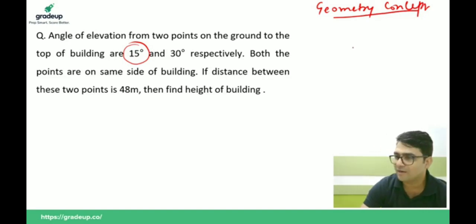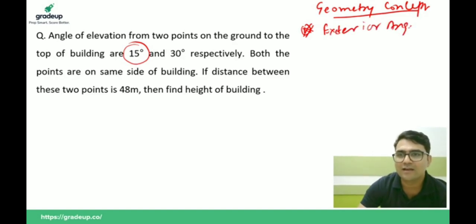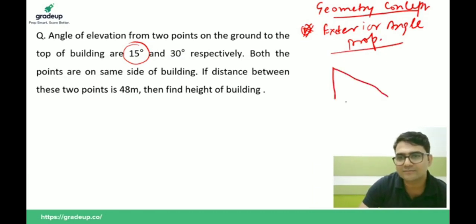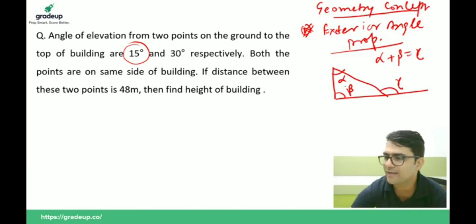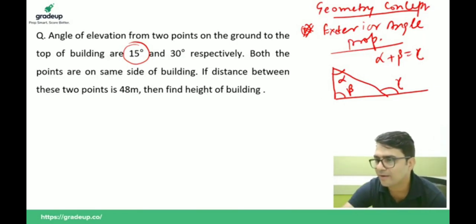Now, we have one theorem, that is the exterior angle property. What was that? If you are having a triangle, and this is alpha, this is beta, and this is gamma, then always alpha plus beta will be equal to gamma. All right. So this is the exterior angle property.